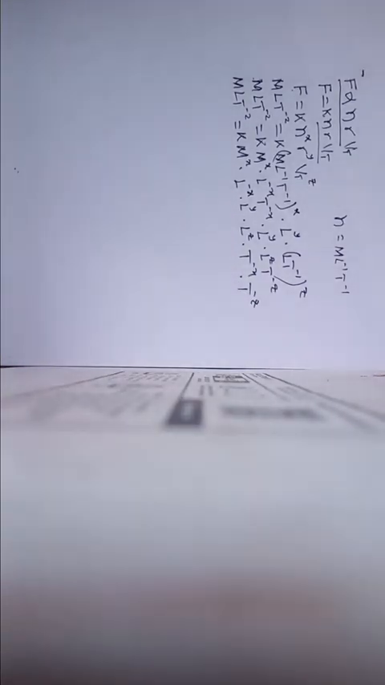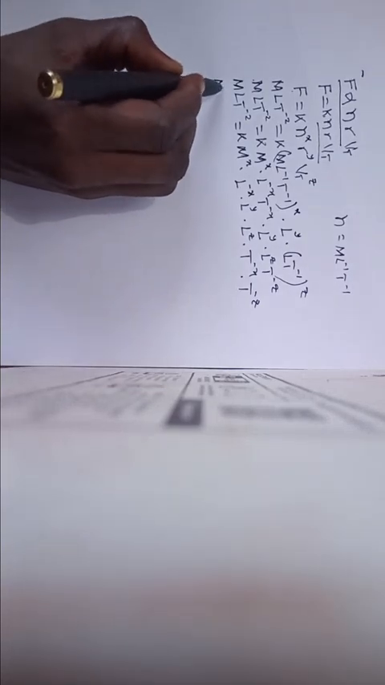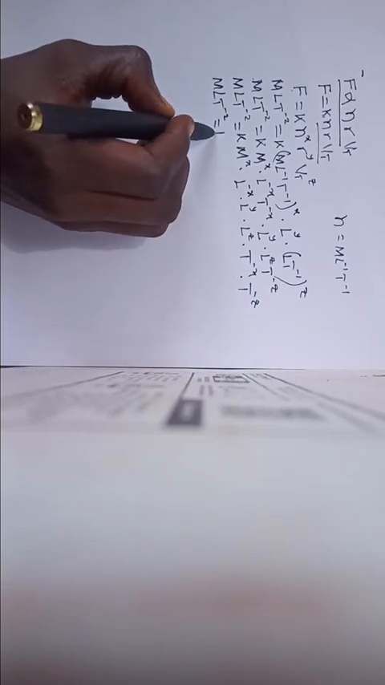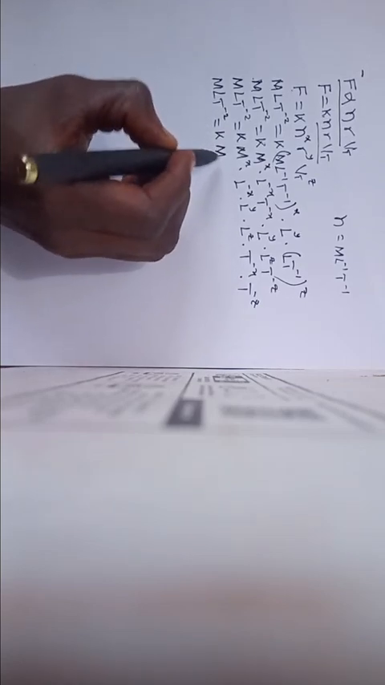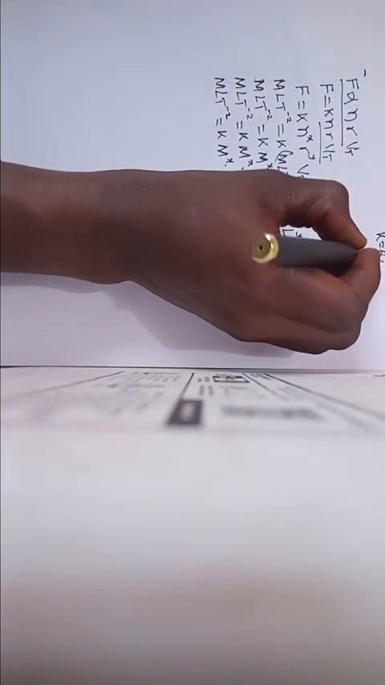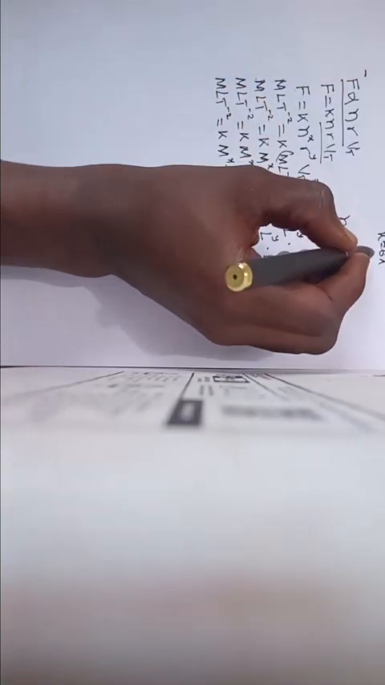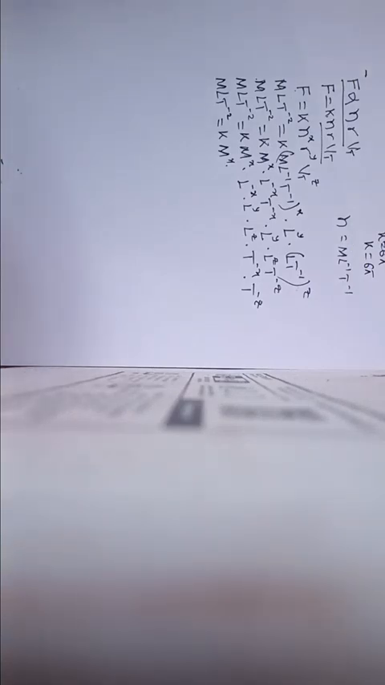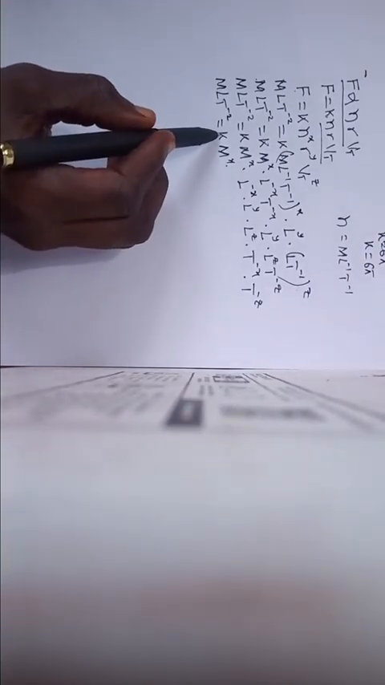So from that end, we have MLT minus 2 is equal to the constant, times M raised to power x. Now, our constant in Stokes' law is going to give us 6 pi at the end of the day. So K is equal to 6 pi. This is the constant in Stokes' law.